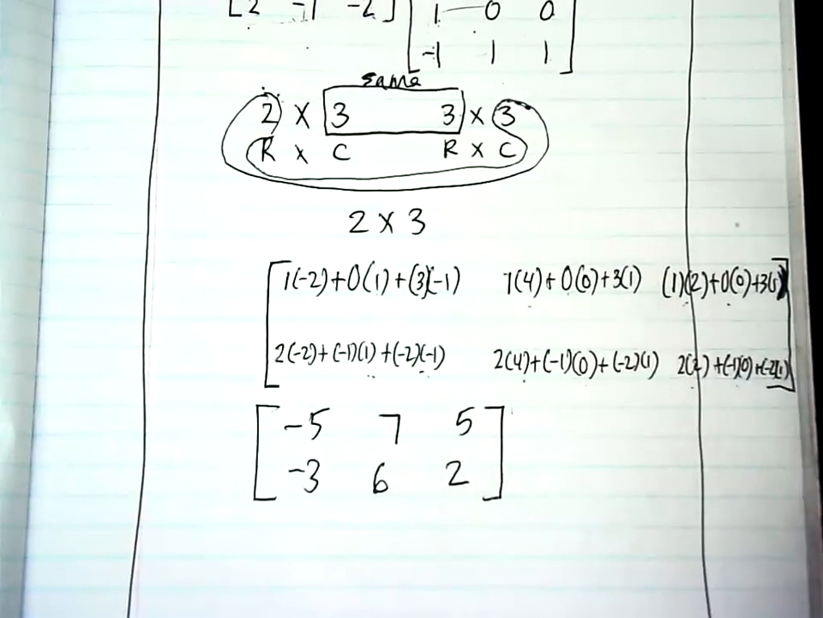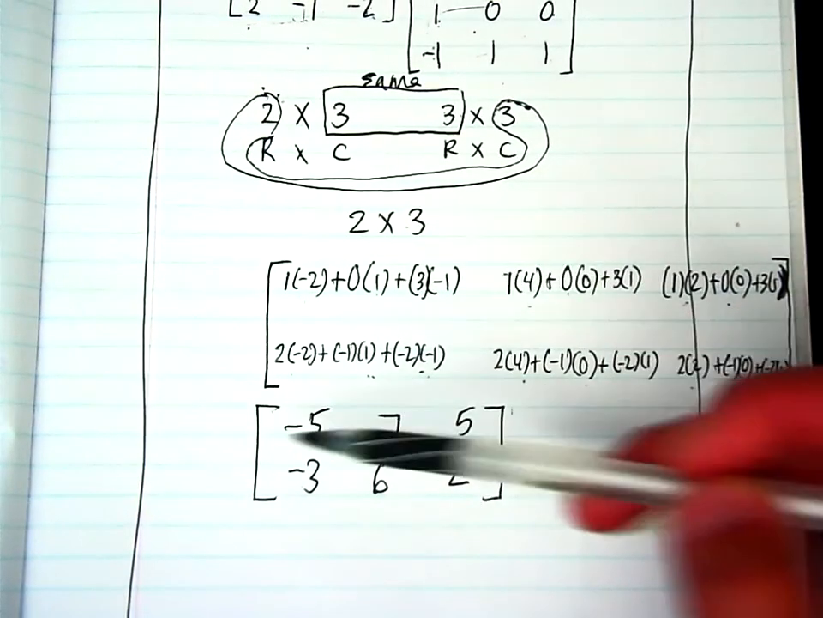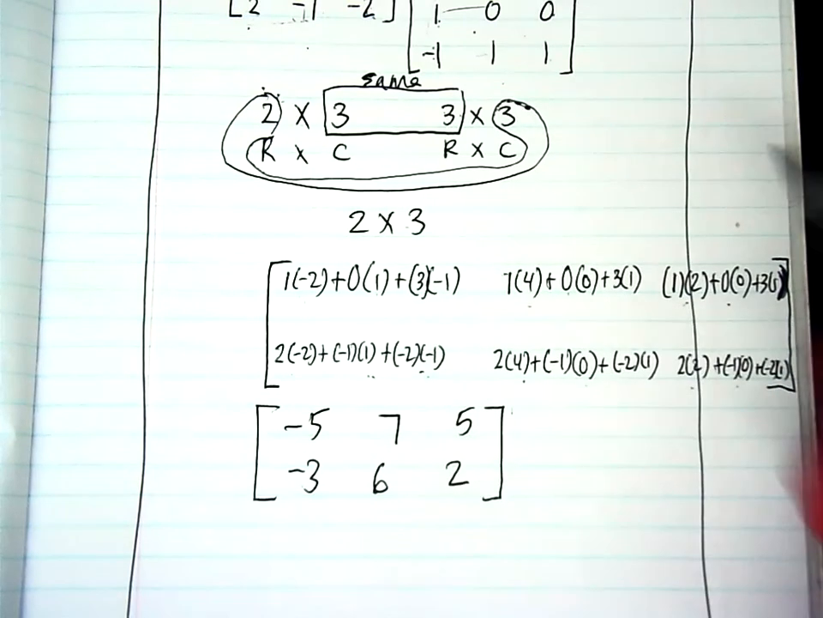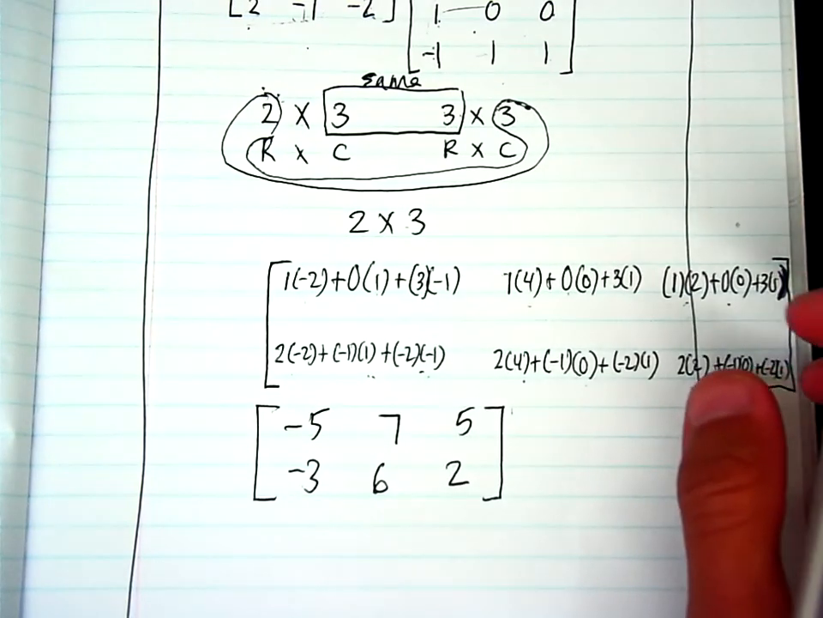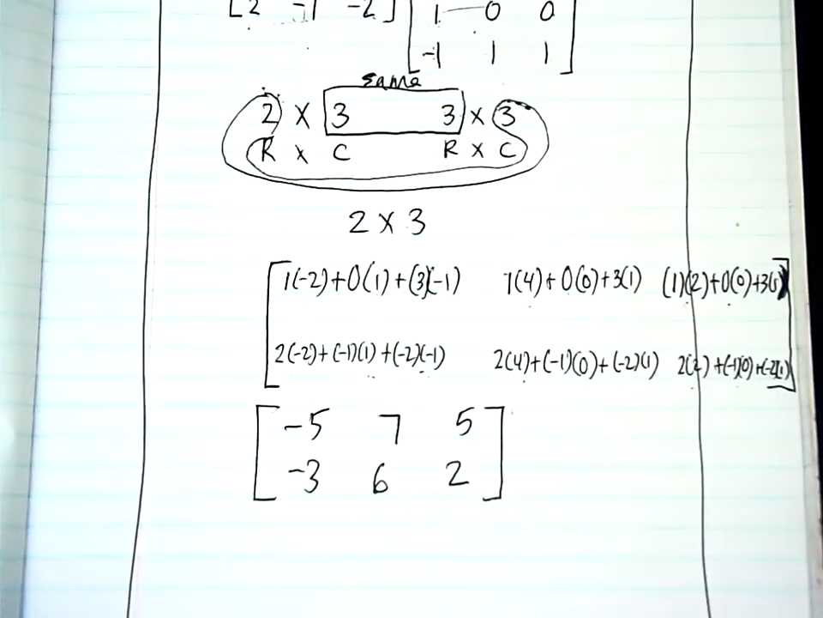Okay, so just want to verify that my final matrix is 2 by 3, so it was 2 rows by 3 columns. Okay, if you have any questions, write it down. Again, make sure the numbers on the inside are the same, and we'll answer any questions tomorrow.